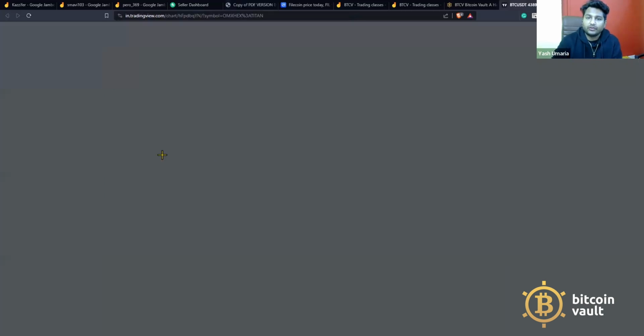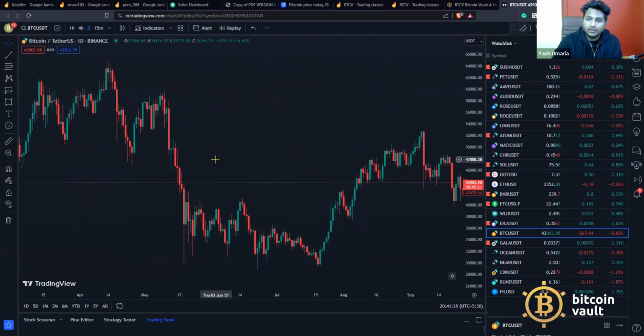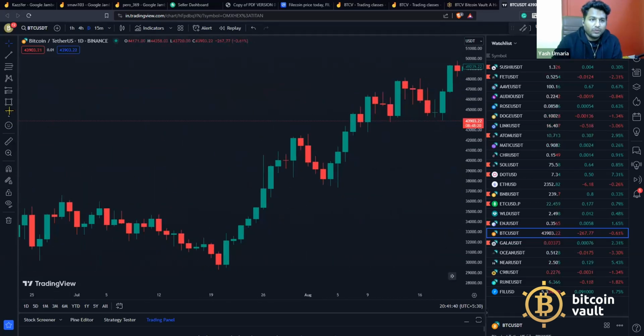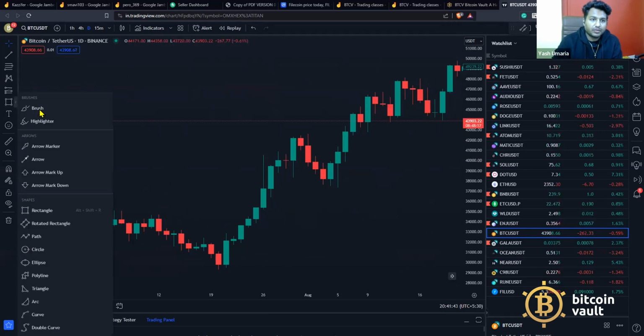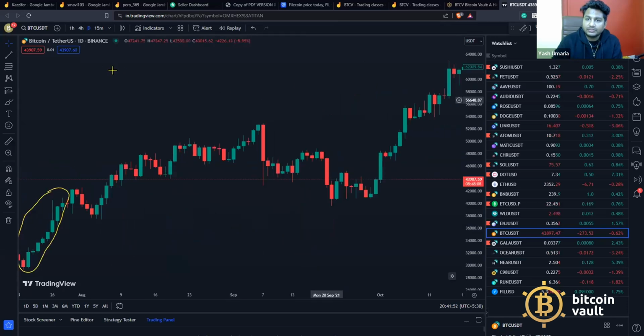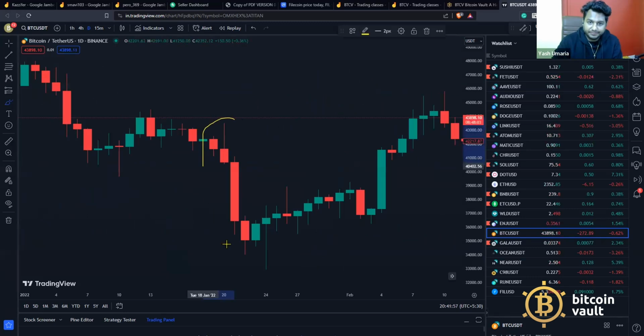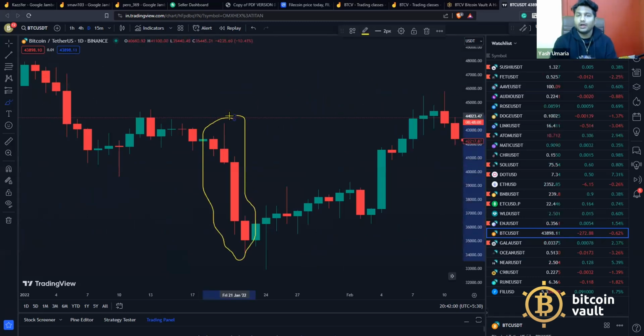If I go on the chart of Bitcoin, you see it's very clear here. When the market was moving in the upward direction, what did we see? Green candlesticks, correct? And when the market is moving in the downward direction, what will we see? Red candlesticks. Now understand this part. These are just colors, green and red. Green is basically saying that the market is moving in the upper direction. Red is saying that the market is moving in the downward direction.